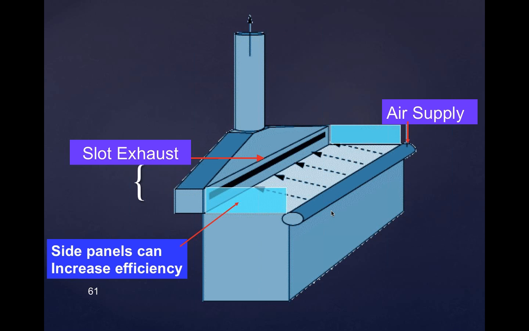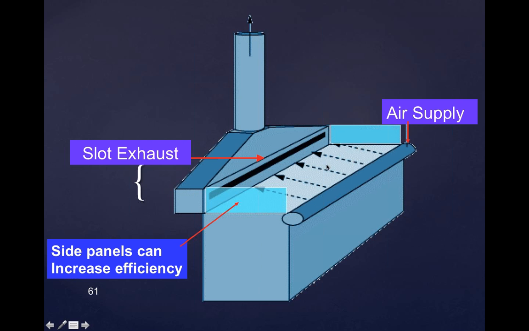Design. We have various designs, slot hoods. What happened here? This is a slot hood, but they added something to make it more efficient. What did they add? The side panels, right? How do the side panels help? They restrict the air being pulled in from the side or from behind, where it's not doing anything effective for you. It also restricts the airflow.